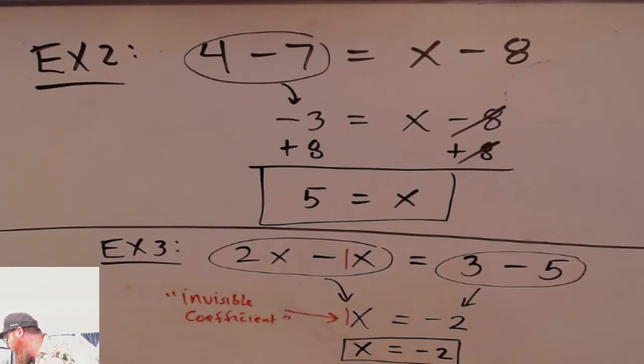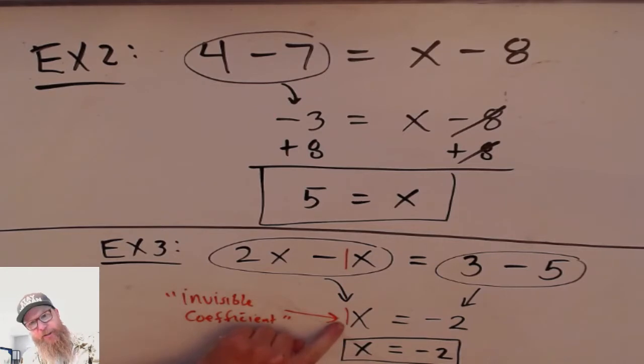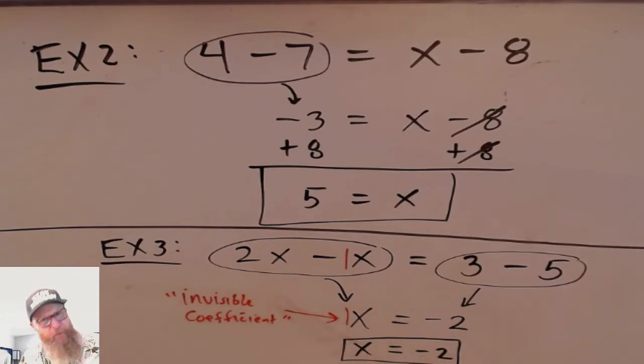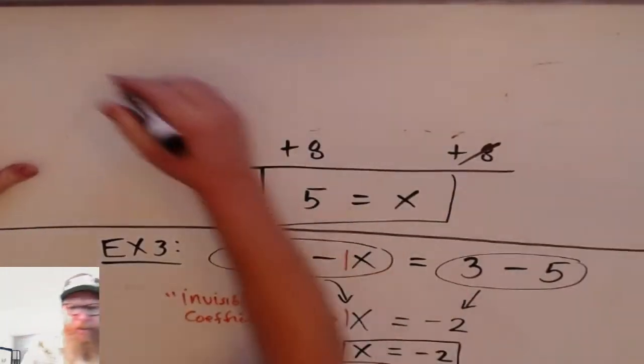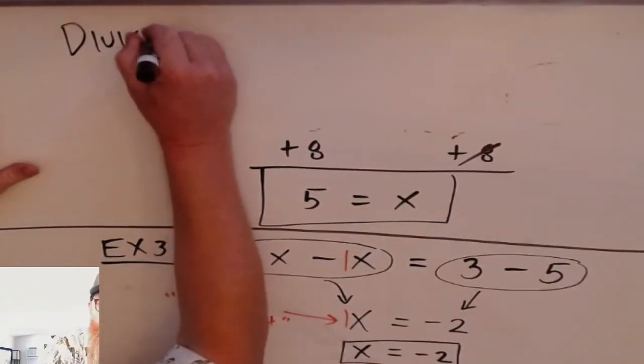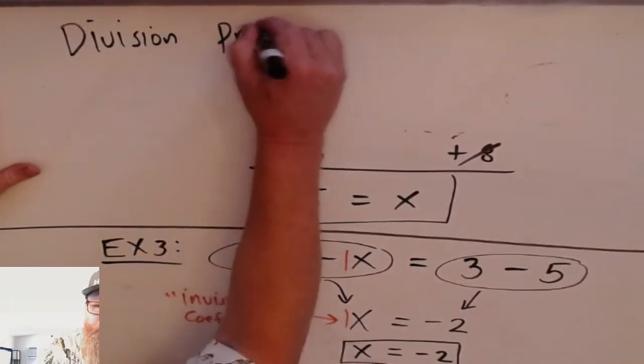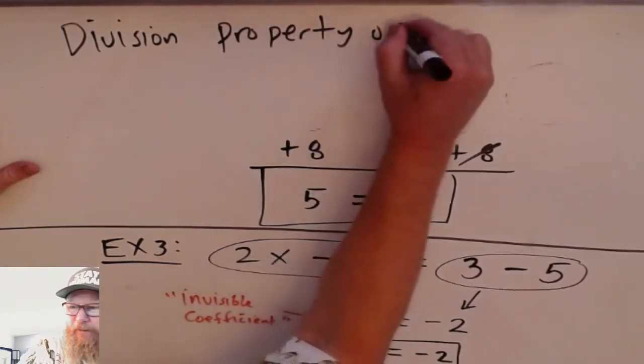All right, so that pretty much does it for the basic, I'll call those the basic integer equations. In order to solve the more complicated ones, the equations that might have a coefficient other than 1, we're going to need a new property. So we call this the division property of equality.